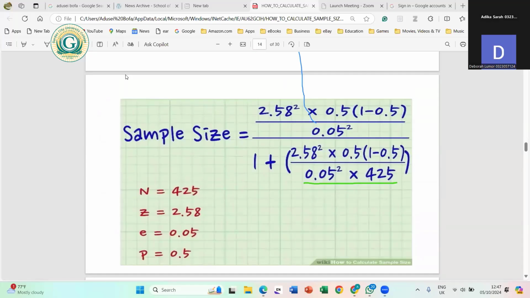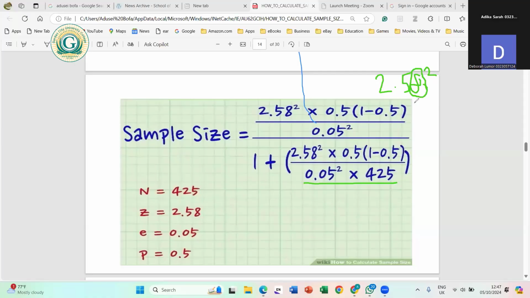Have you finished? Sir, I got 0.6. No, that's not the answer. You made a mistake somewhere. Take your time. I'm sure your problem is how you got the square. If you punch 2.58 squared on your calculator like this, the calculator is going to square only the last number, the 8.